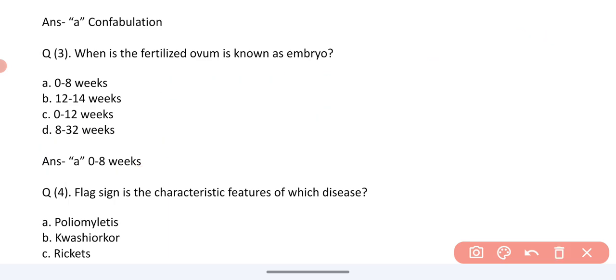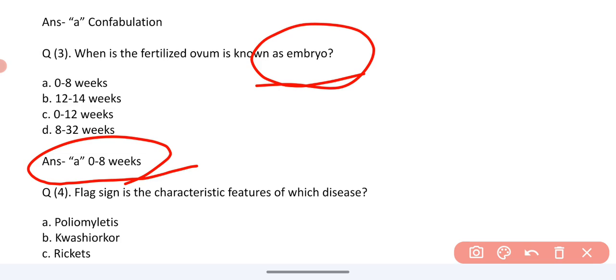So when is the fertilized ovum known as embryo? This is the question. The keywords here are: from the time of fertilization till the end of the 8th week. Please understand this concept. That time period is called embryo. So the right answer is option A, that is 0 to 8 weeks.